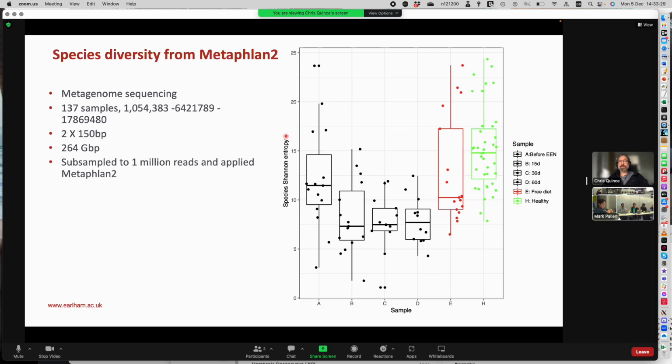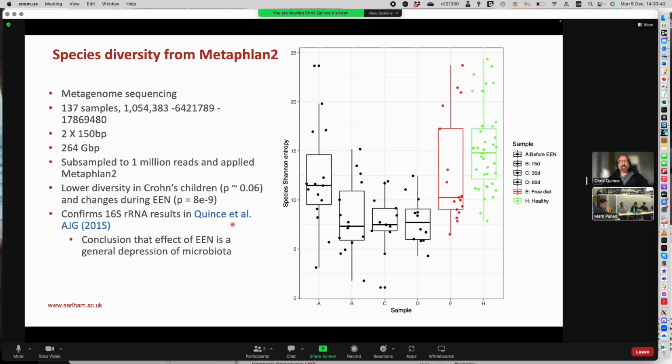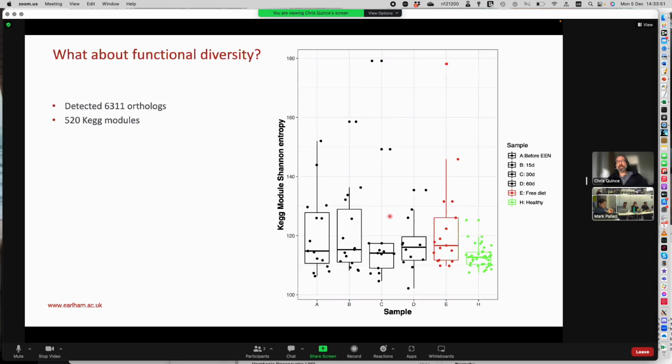So I used MetaPhlAn to assign species, to get species profiles. And here I'm showing the species Shannon entropy. On Friday, I'll also explain what I mean by the Shannon entropy, but for your purposes, it's just a method that gives you a measure of the diversity in the community. And we see the same thing as we saw for 16S. Basically, the effect of the treatment is to depress the overall diversity.